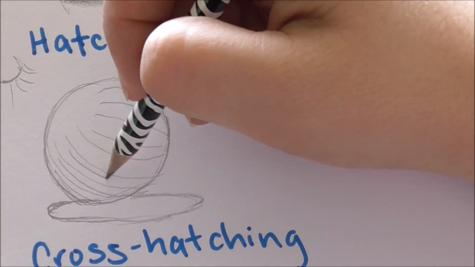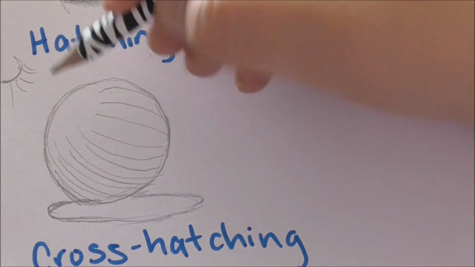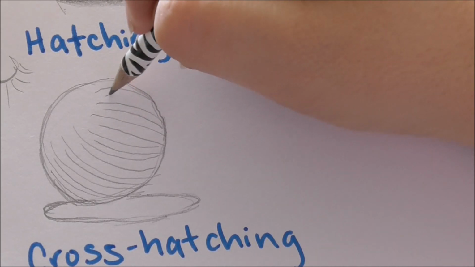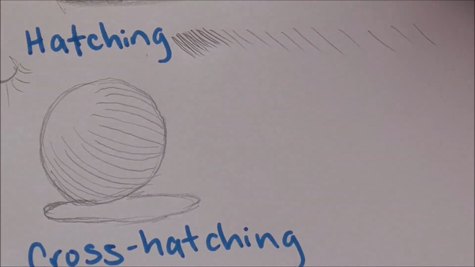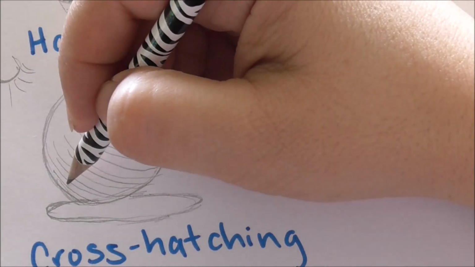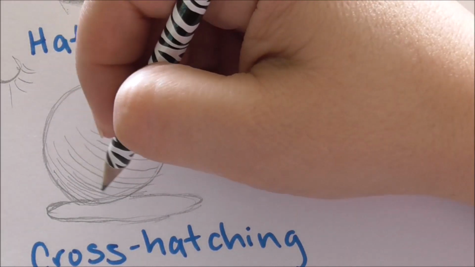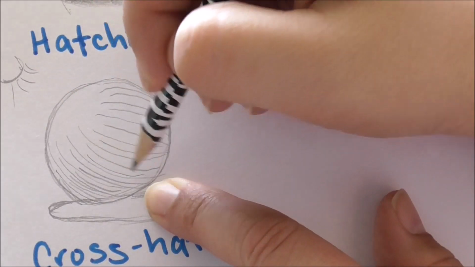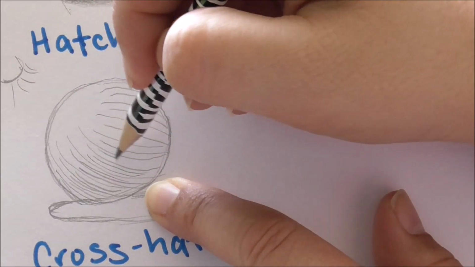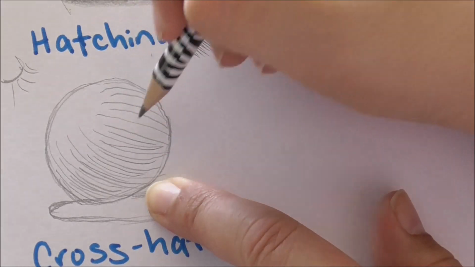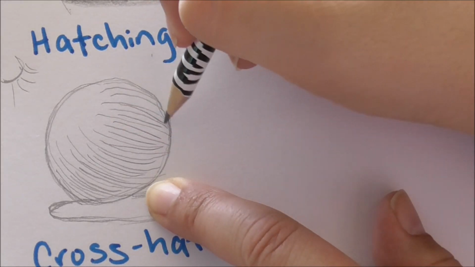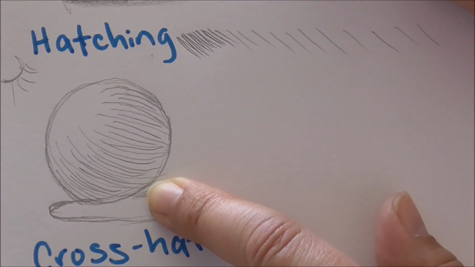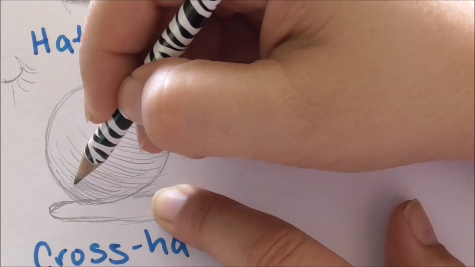And I can do this with pen, I can do this with pencil. So this is kind of the alternative for those students who only have a pen to work with. And then I'm going to start bringing those lines a little bit closer. Now I'm going to stop going all the way to the edge of my sphere because I want to create that reflective light.